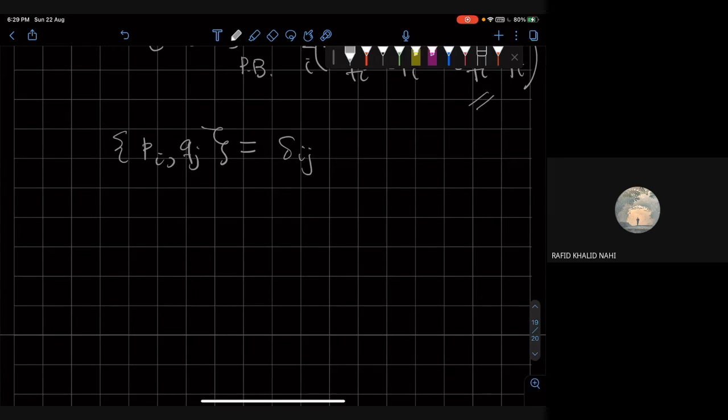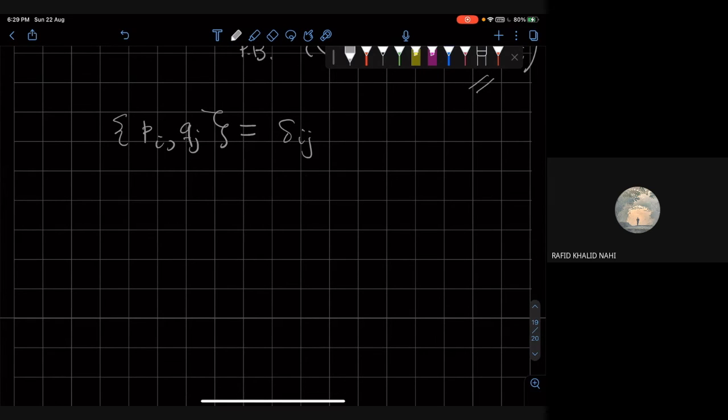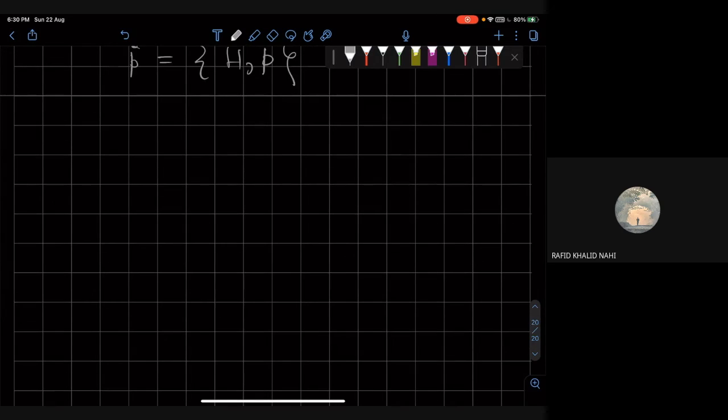And you can even express Hamilton's equation, which is Q dot, as the Poisson bracket of H and Q, and P dot as the Poisson bracket of H and P. Okay? And so what these Poisson brackets do is that they give you a geometric interpretation of the phase space. What do you mean by that?